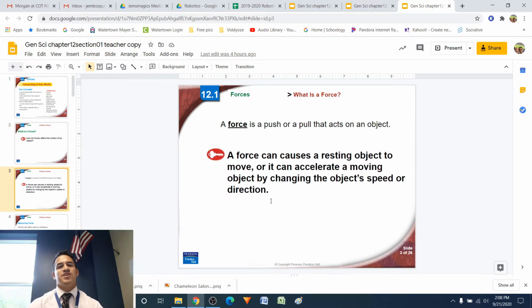And a super simple definition for a force is just simply a push or a pull acting on an object. Okay, that's it. So forces, of course, are all around us. Forces cause objects that are at rest or not moving to begin moving, or objects that are already moving, forces can cause them to accelerate by either speeding up, slowing down, or changing their direction.